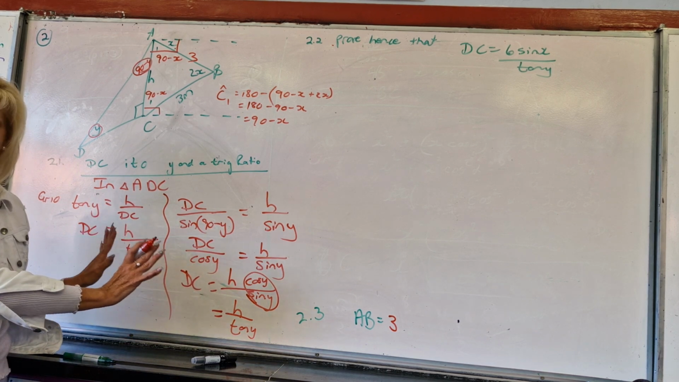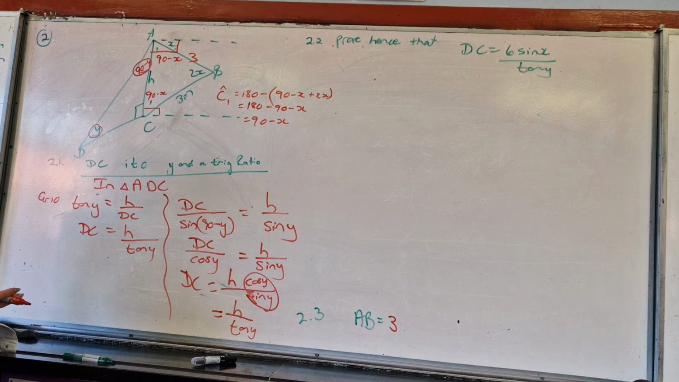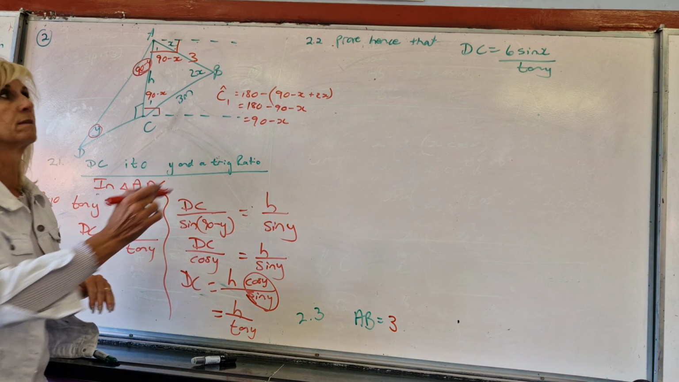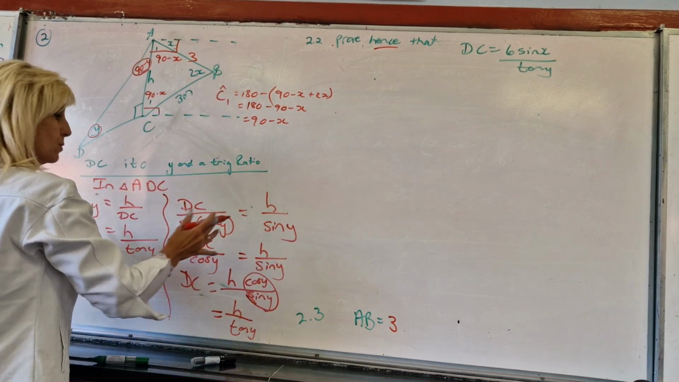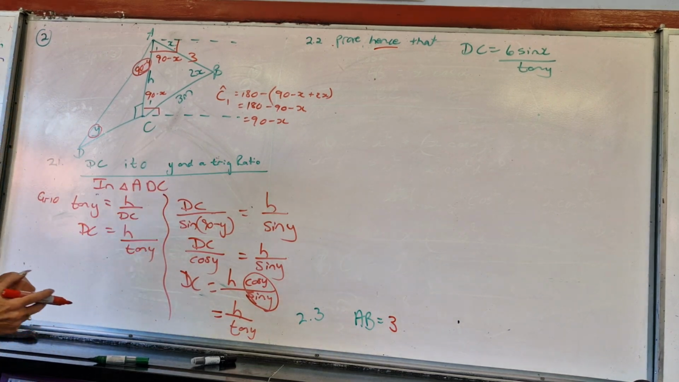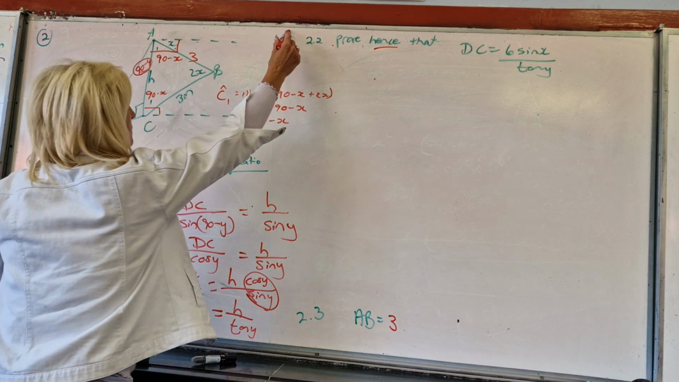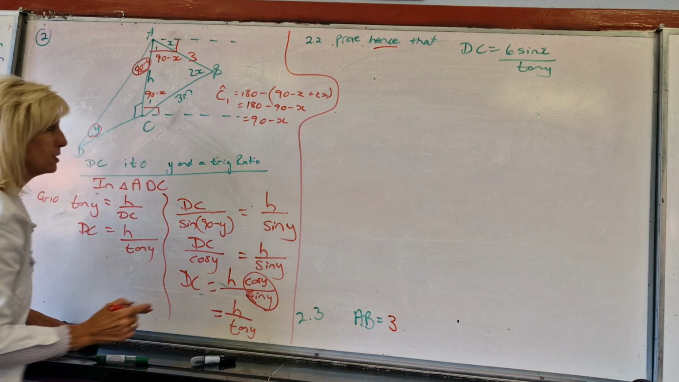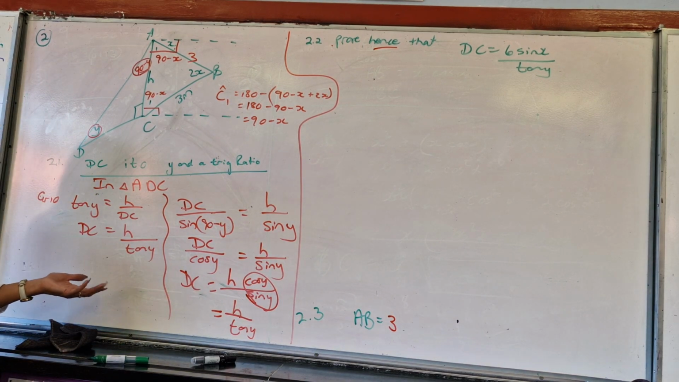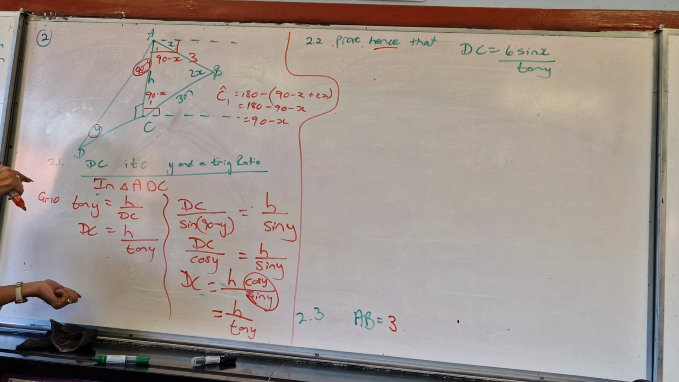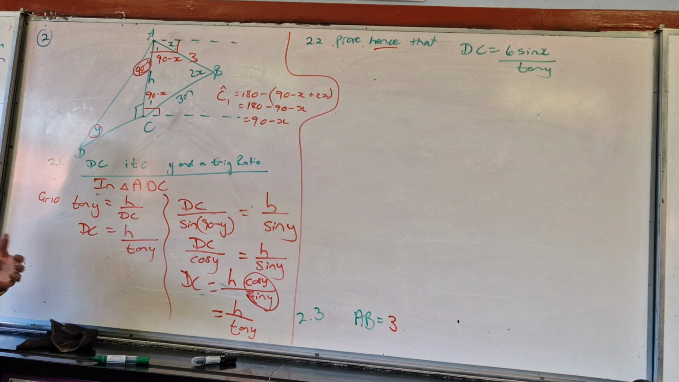Same marks. Okay, now once I have that, they say hence, meaning follow up, use what you've got and find DC. So we've got DC to still find, but ma'am, I just found DC. Yes, but now they're saying hence, prove that DC is something. So you've got to find another way of finding DC. How am I going to connect this with something else? I've just done what I can in this triangle.